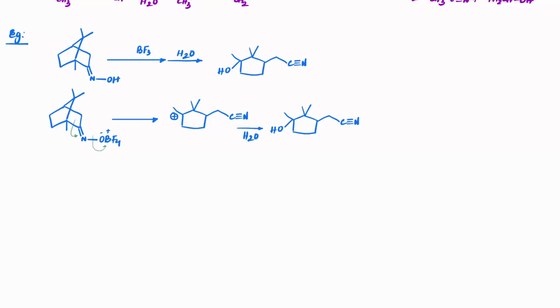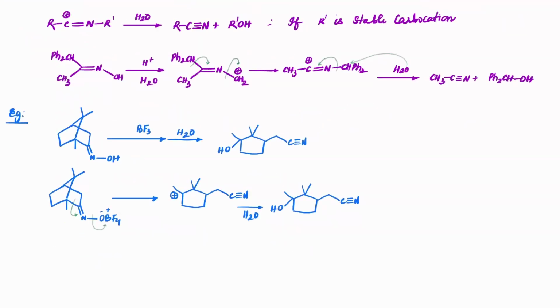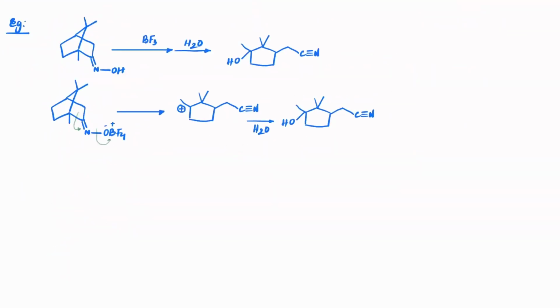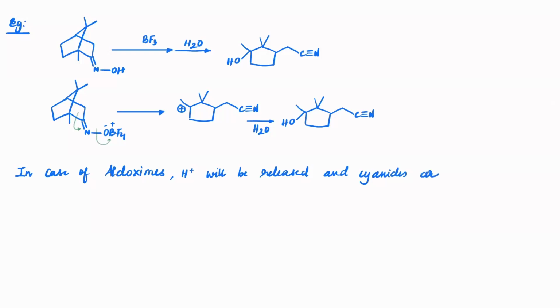Now, next, this is an abnormal case. Another abnormality is in the case of aldoximes. Suppose you have an aldoxime, okay, H plus will be released and cyanides are formed. So here amides are not formed, but cyanides are formed.